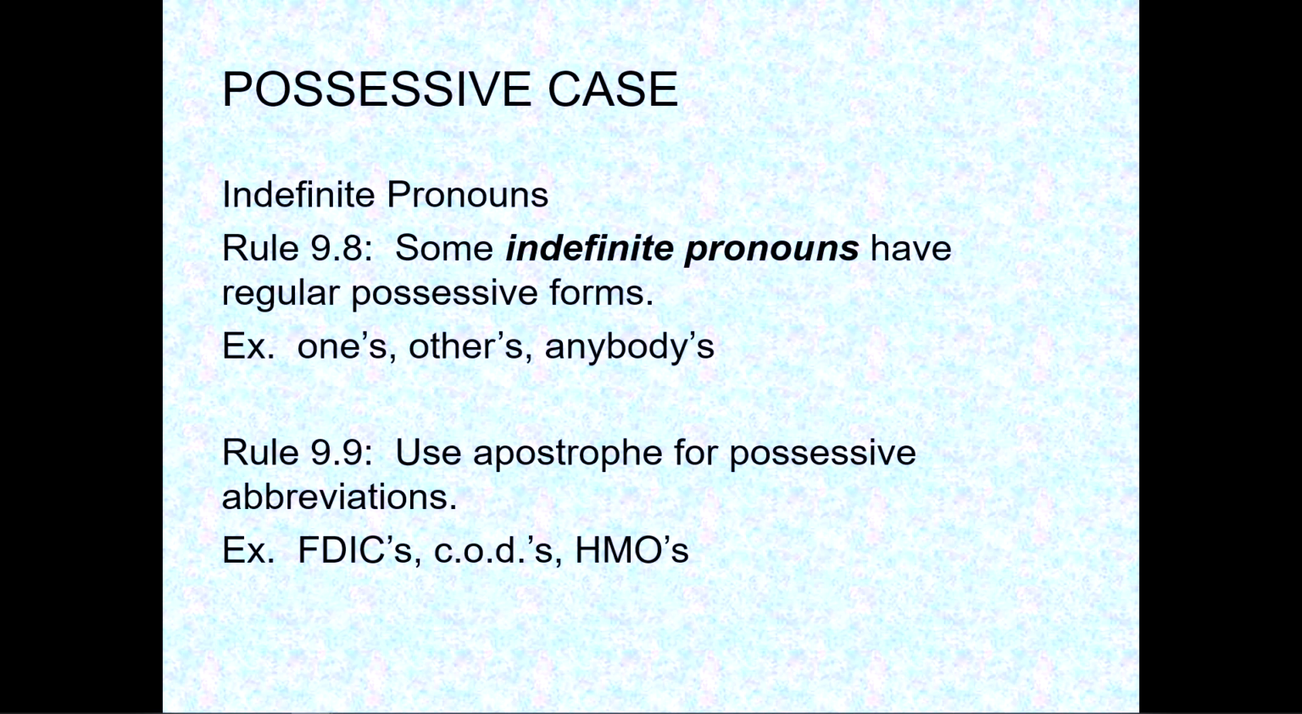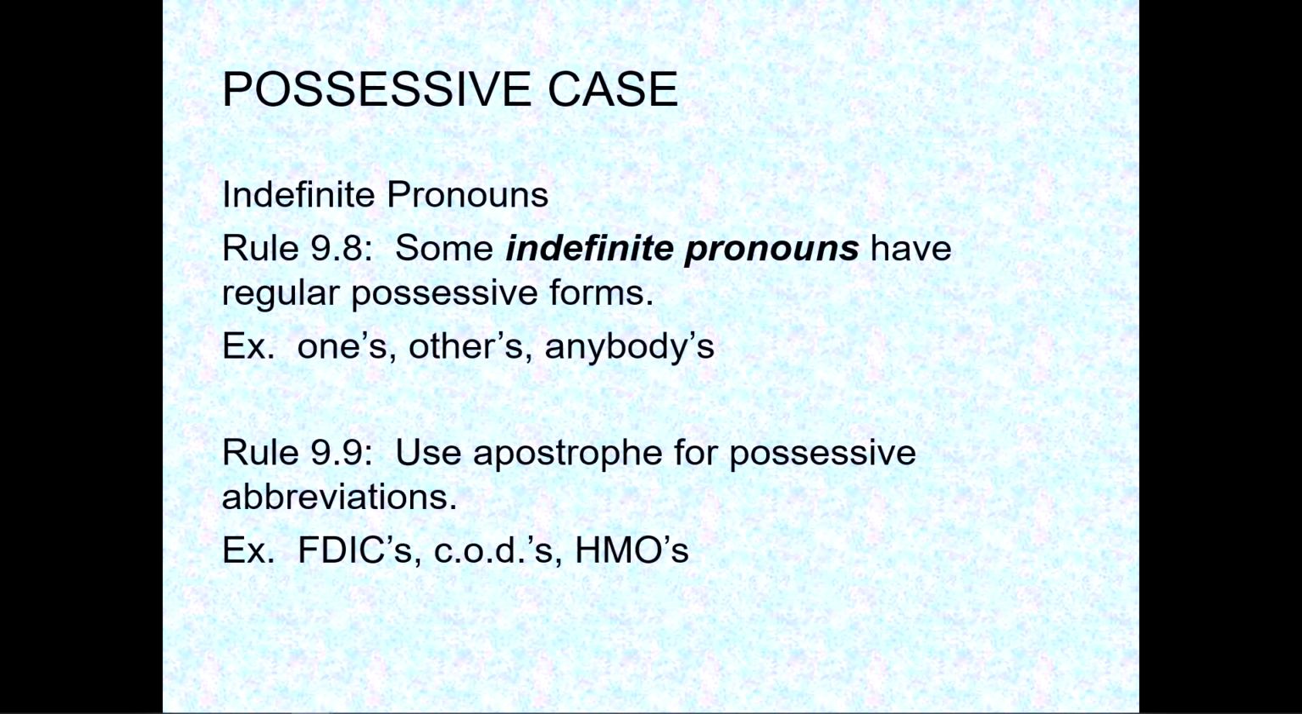9.8. Last rule of the nines. That should be 9.9, but we don't have one. We're stopping at 9.8. So 9.8, indefinite pronouns. Some indefinite pronouns have regular possessive forms. Regular possessive forms means apostrophe S. That is regular possessive form, apostrophe S.